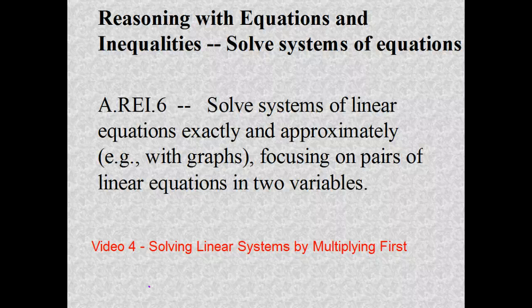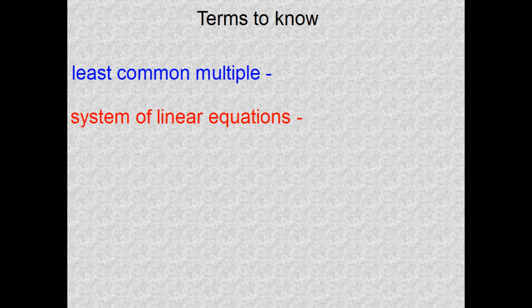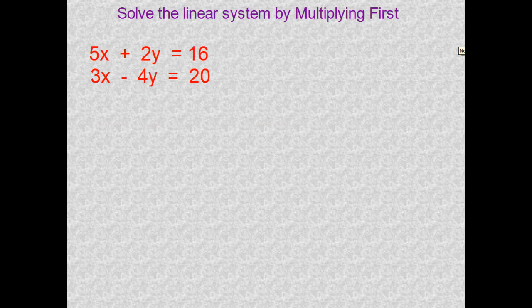This is A.REI.6, Algebra Reasoning with Equations and Inequalities 6, Video 4: Solving Linear Systems by Multiplying First. Here's a new term I'd like you to write down in your journals and define. Today we are solving this linear system by multiplying.